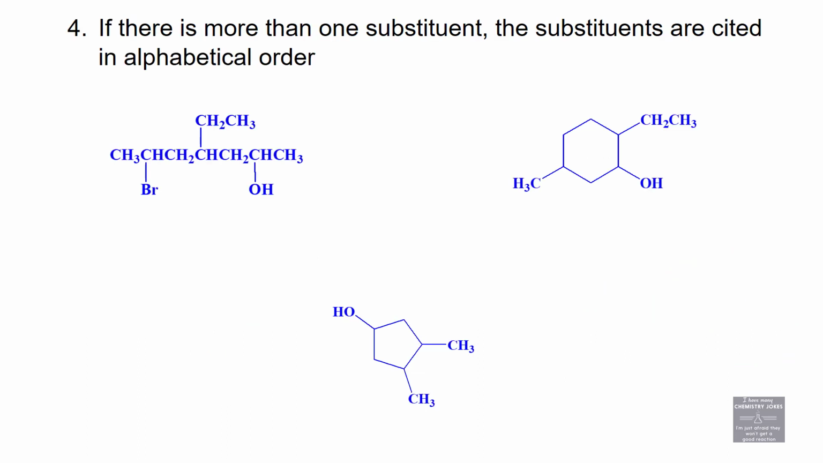As with all the others, things go in alphabetical order as long as the high priority gets the lowest number possible. So this is a hept, 7 carbons, heptan. It's a heptan-2-ol or a 2-heptanol. It's a bromo and an ethyl that are on this chain. And bromo's on carbon 6, ethyl's on carbon 4. Remember, it's not numeric order, it's alphabetic order.